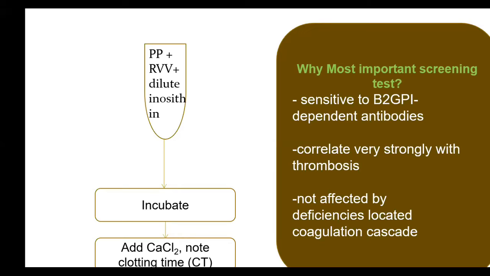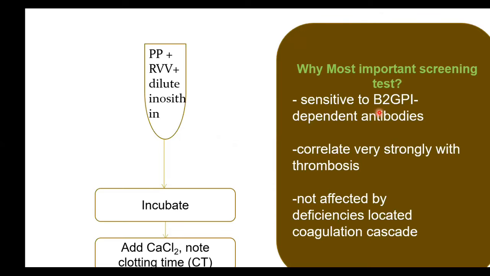So that is why, if a very low amount of phospholipid is there and lupus is also there, the clotting time prolongs. Here we add dilute Russell viper venom to initiate coagulation, and in the presence of lupus, it is not able to cause clotting as quickly as it would have in its absence. So why is it the most important screening test?